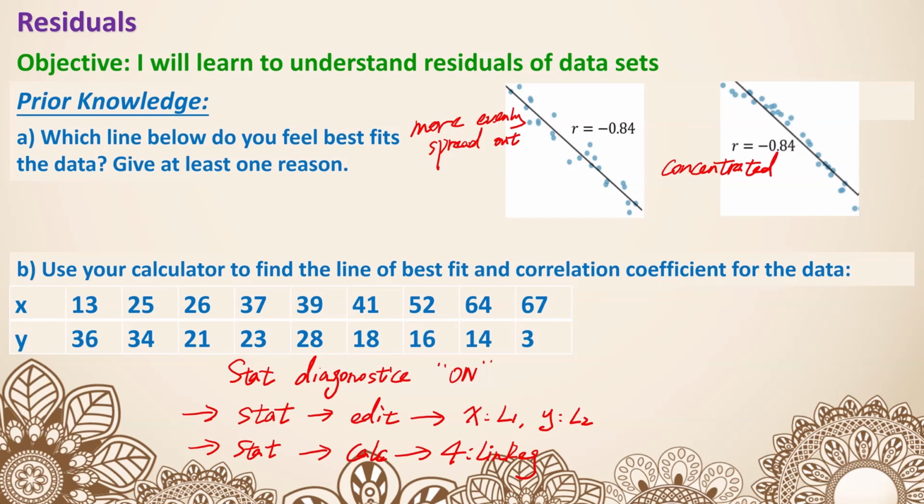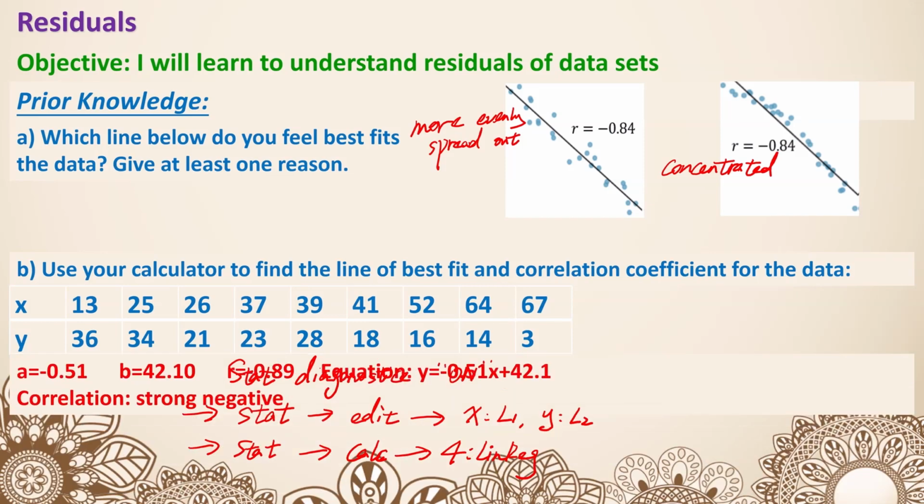Okay, so here are the values. Oh, let me actually move these out of the way. So the first thing we did was we made sure stat diagnostic is on. Okay, and then we continue with the rest. So A is going to be negative 0.51, B is going to be 42.10, R is negative 0.89. That's why it's a strong negative correlation. And the equation is y equals negative 0.51x plus 42.1.